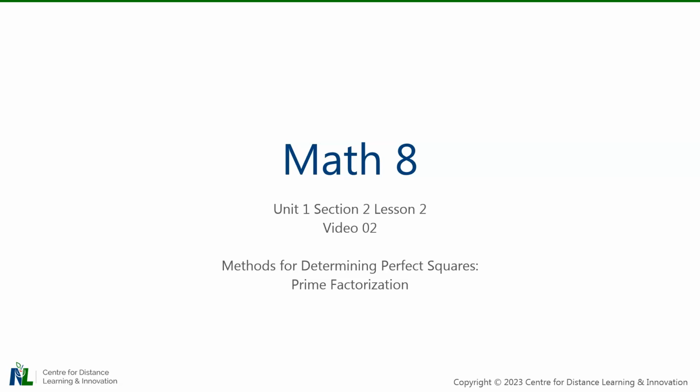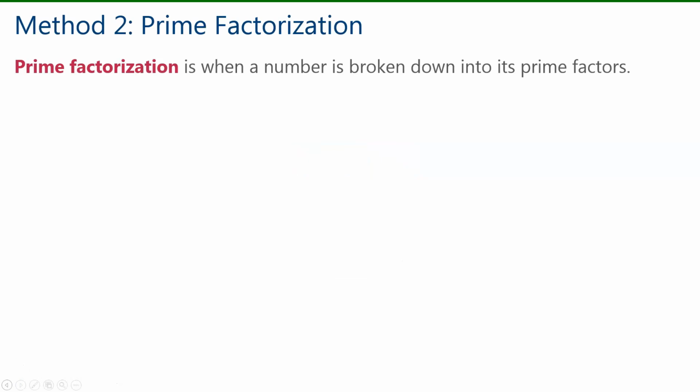In this video, we'll look specifically at prime factorization. Prime factorization is when a number is broken down into its prime factors. It can be used to determine whether or not a number is a perfect square, and if so, we can use it to determine the square root. We can use a factor tree.